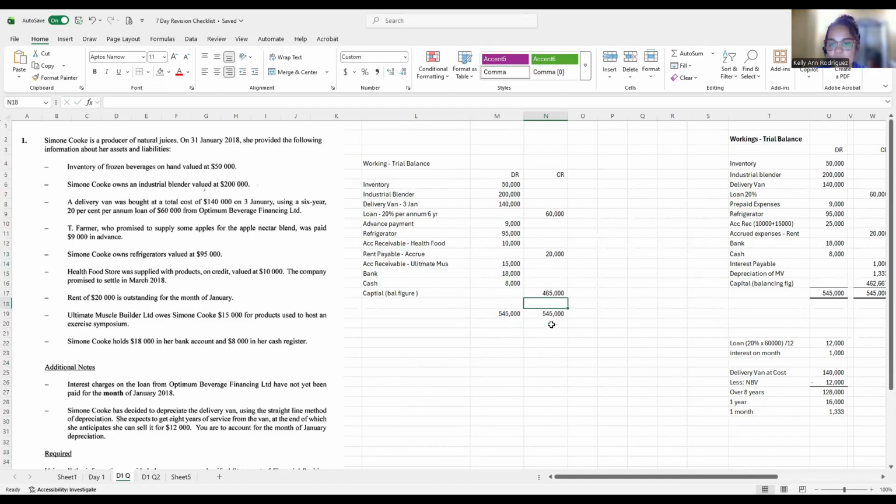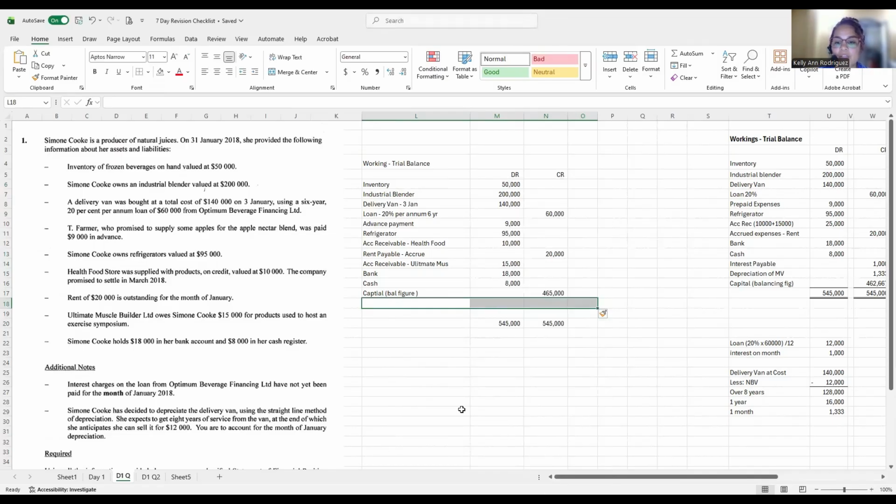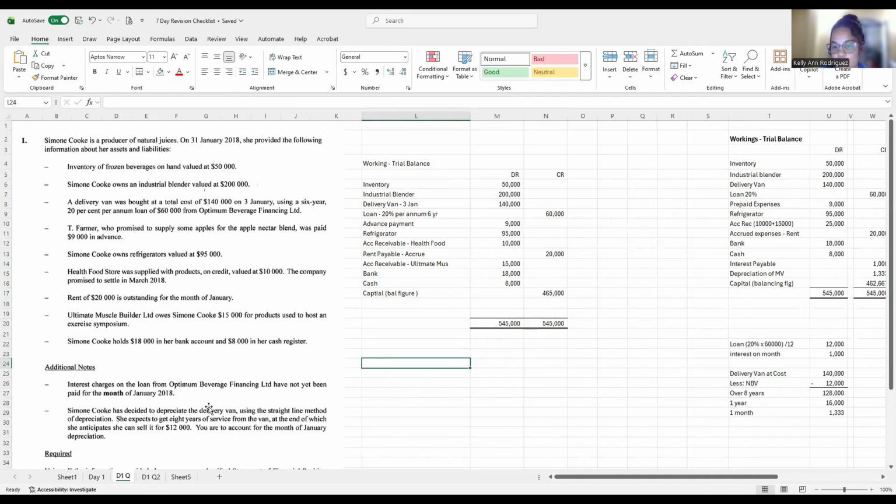Now it's simple as that. However, we didn't read the additional information. So you now have a working trial balance within a few minutes of reading the question. And we just have to include now the additional information so that we will have all that we need to construct a statement of financial position.